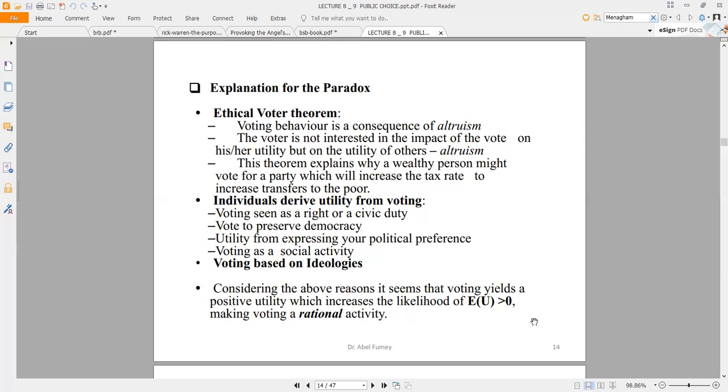Another one too is that individuals derive utility from voting. We see voting to be our civic right. Okay, it's our duty to vote. So we feel like, yes, let me exercise my right. Okay, so we vote just to make sure that we are protecting our rights. And also, in any democratic setting, we have to vote. So we are voting to preserve the democracy that we have, and we also vote to express our political preference.